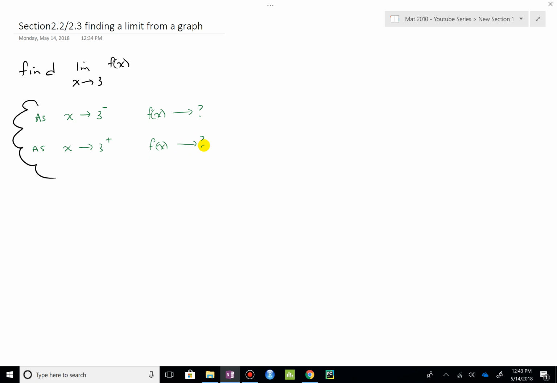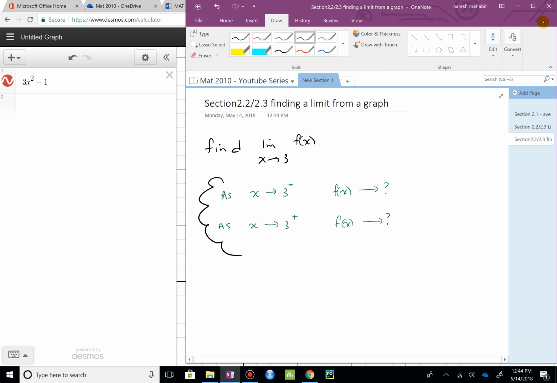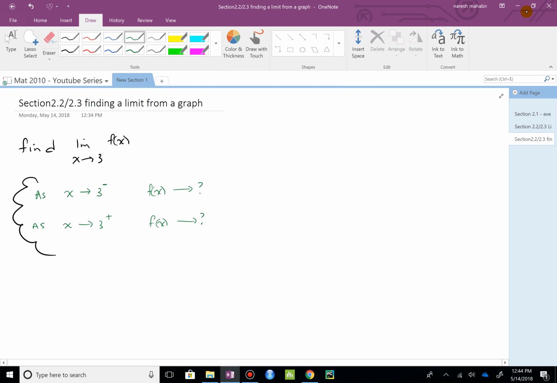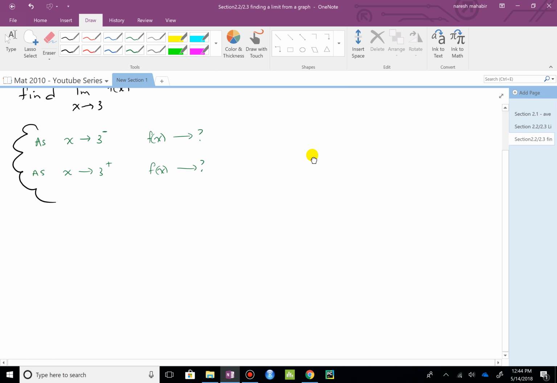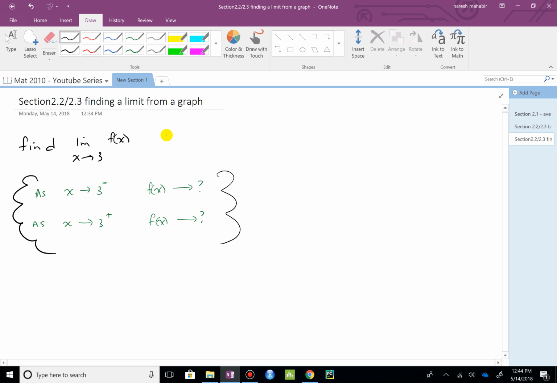Now mathematicians will not write it like this, obviously. We actually write it like this. So in order to figure this out, we have to figure out two pieces. Piece 1 is to figure out the limit as x approaches 3 from the left side, and the limit as x approaches 3 from the right side.